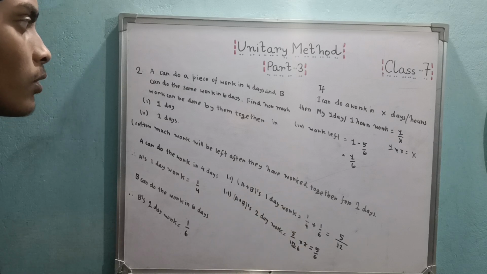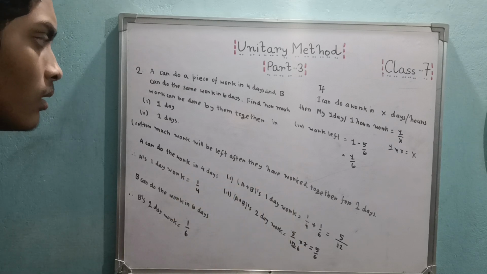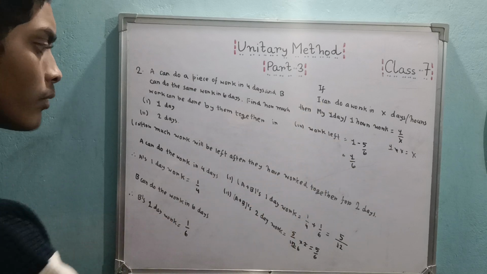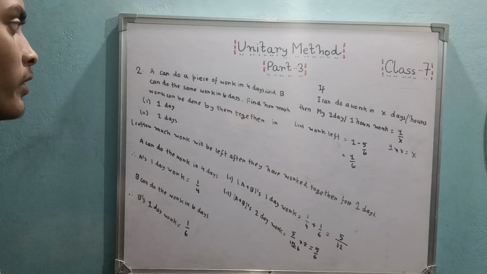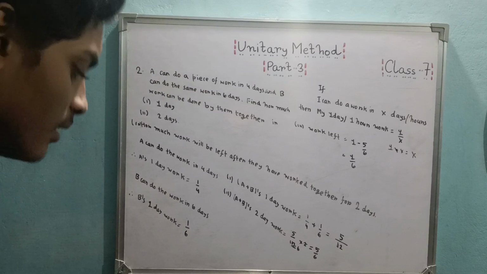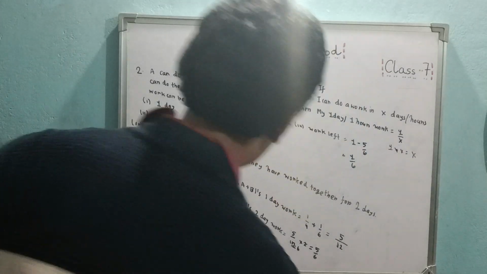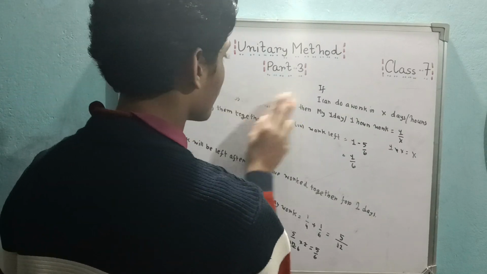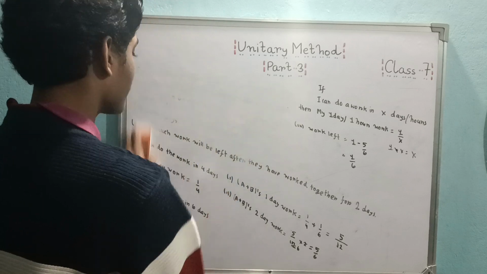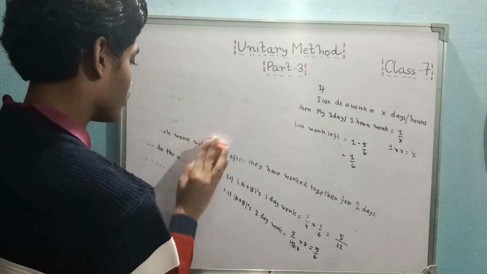Now in 2 days they completed this much of the work. Then work left is what? Total work minus completed work. Total work is 1, completed work is this. 1 minus 5/6 equals 1/6. Finished, as easy as that. I told you work and time is not hard. If you understand the concept, then it's easy. Smooth rolling. Let's see the next one.